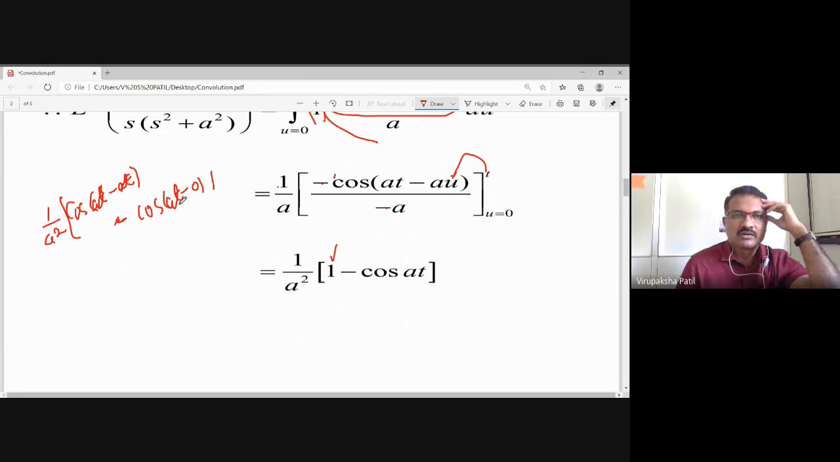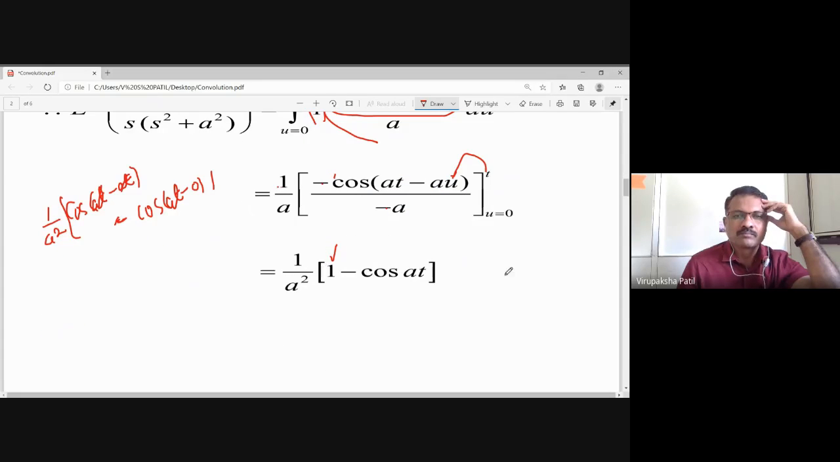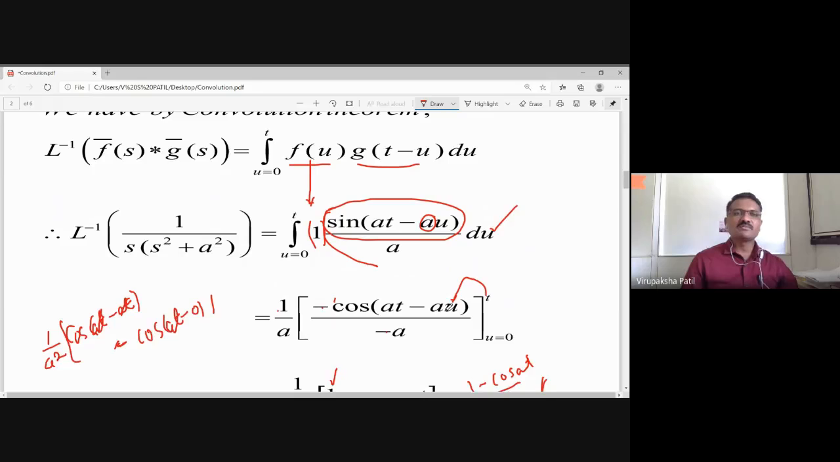So the inverse Laplace transform of this function, that is 1 divided by s into bracket s square plus a square, you can write as 1 minus cos at, whole divided by a square. This is by using the convolution theorem. Does it become easy or not?